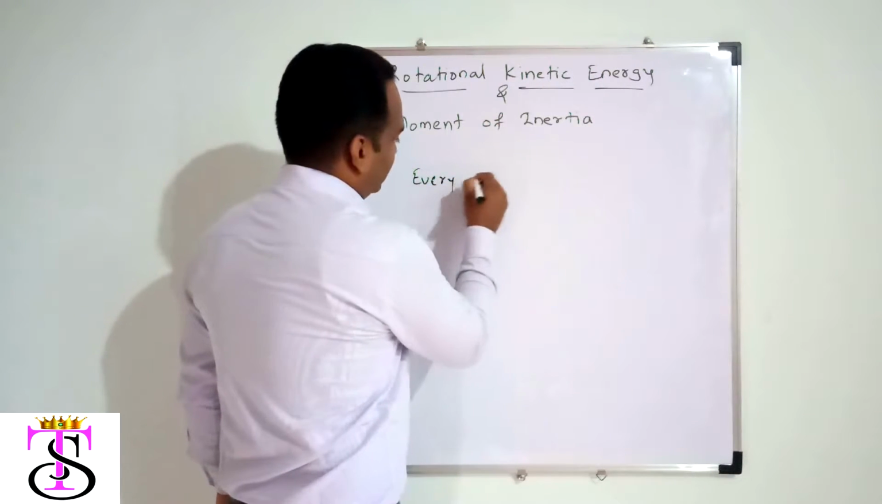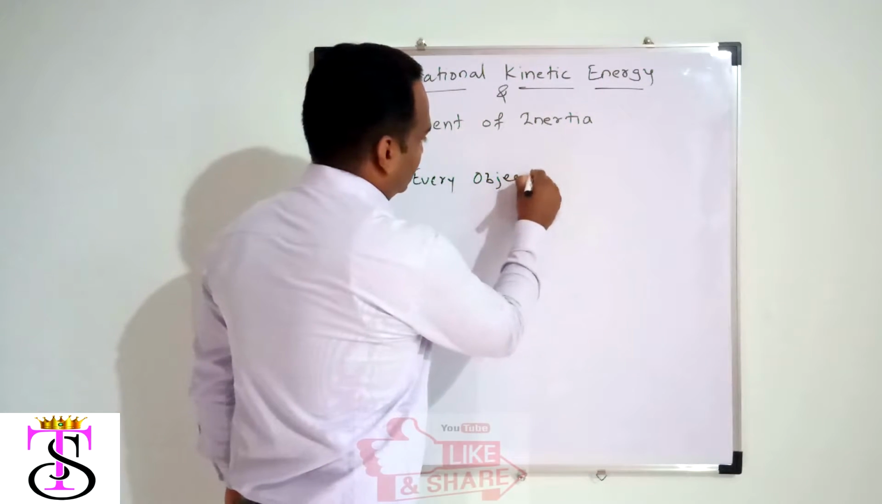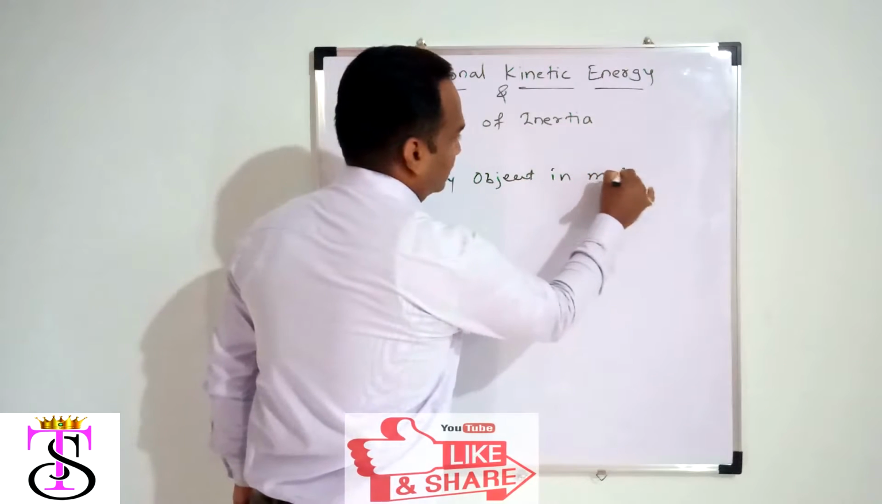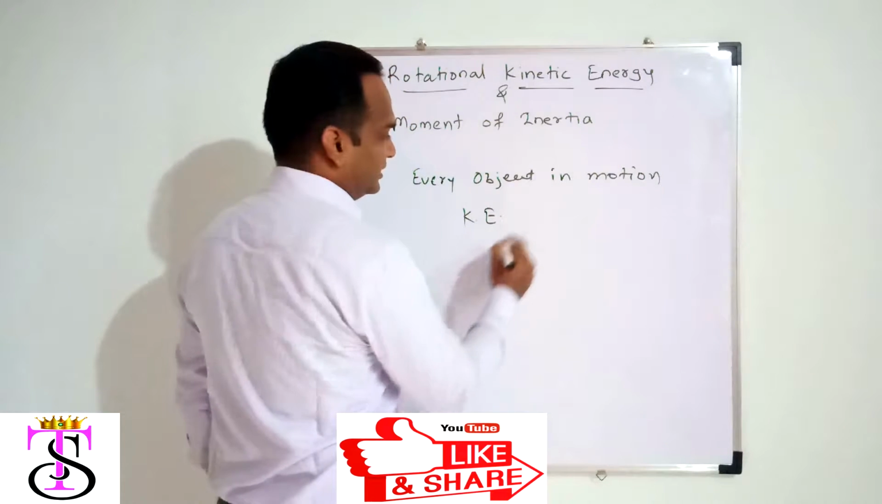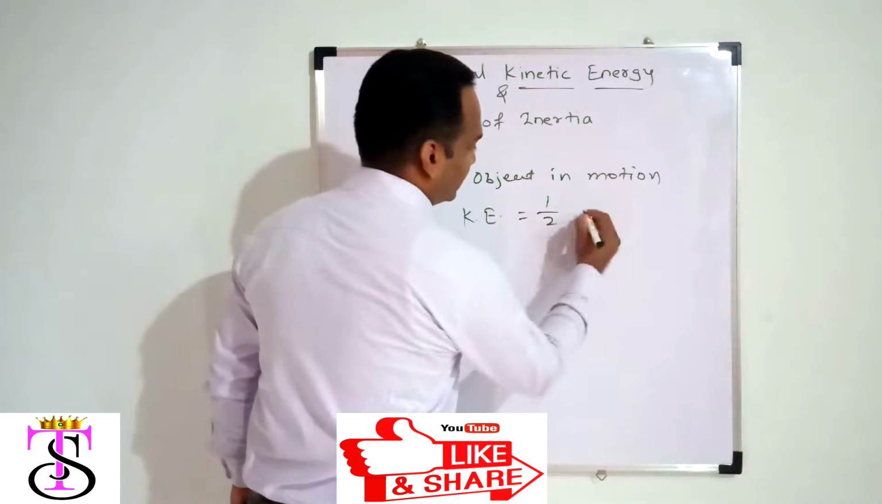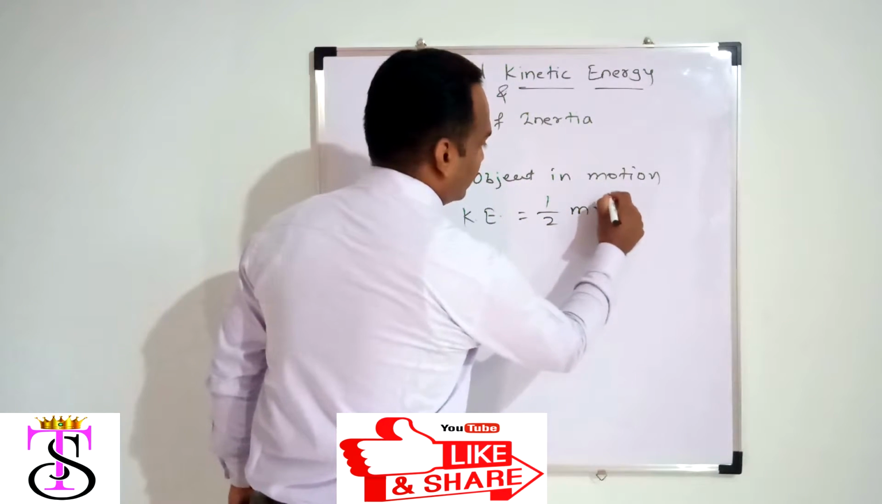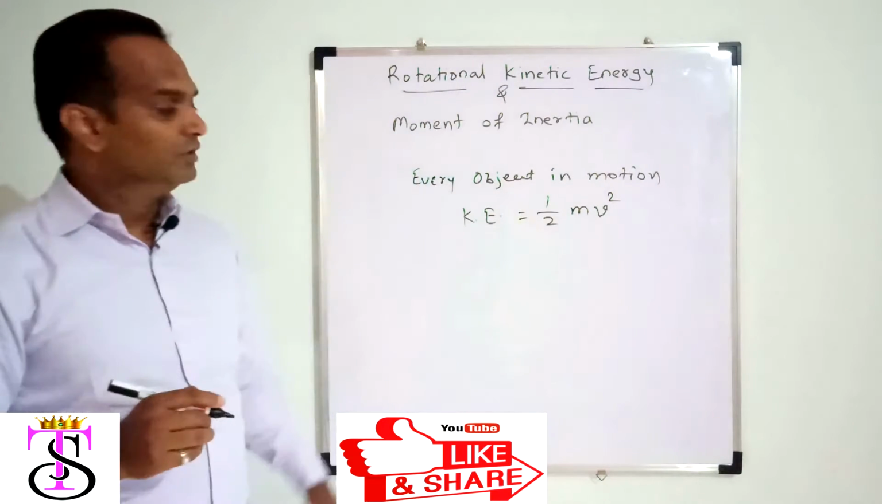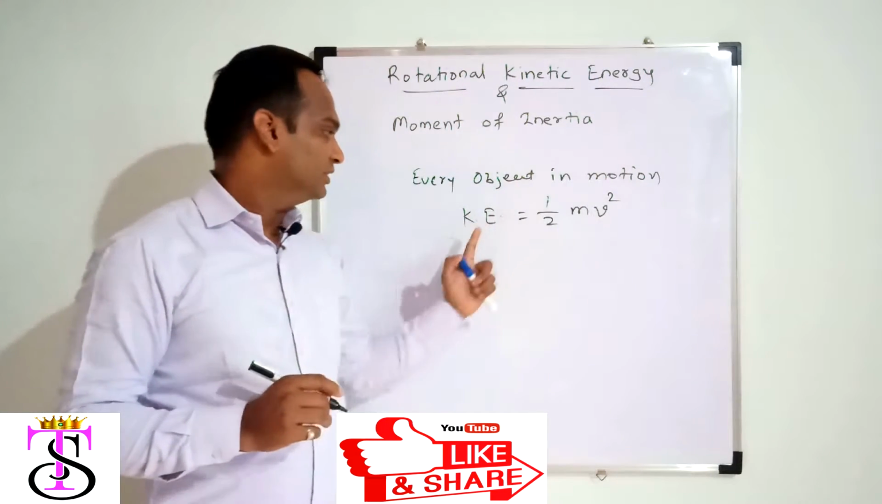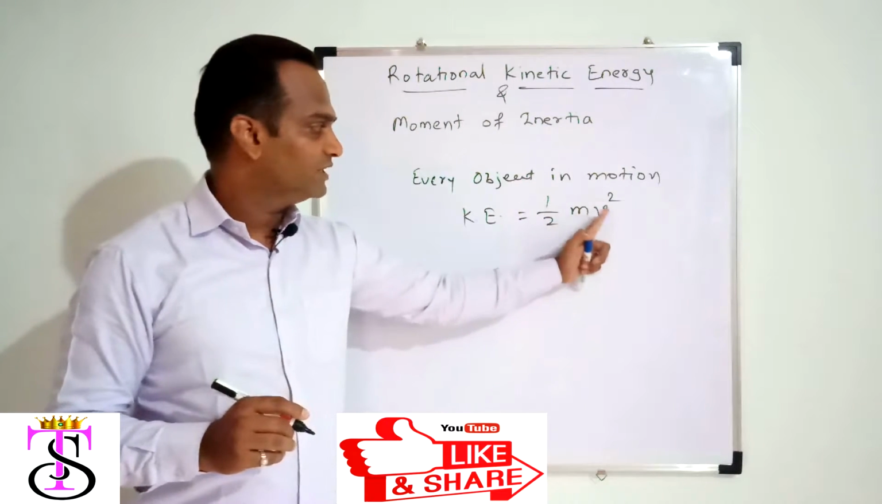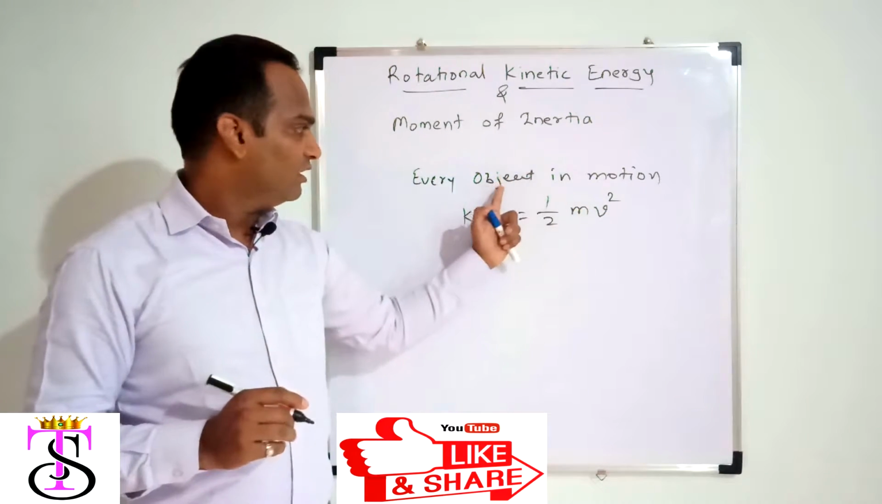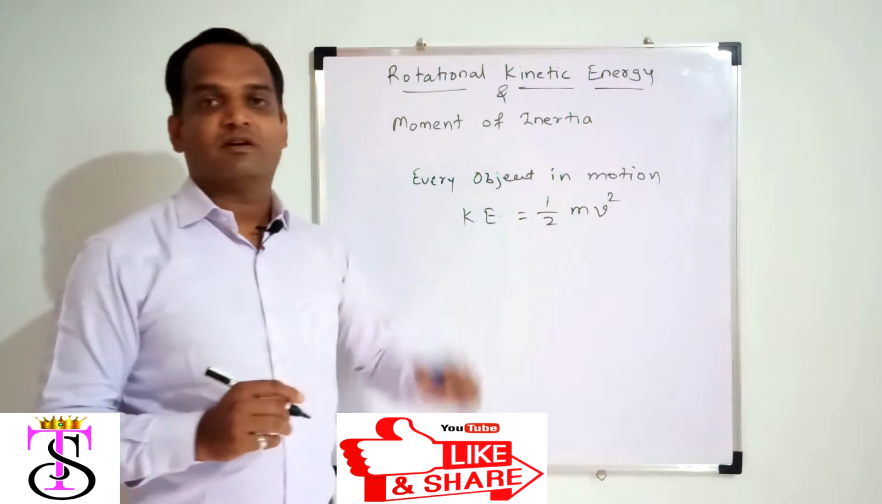Every object in motion has kinetic energy, which is given by the equation 1/2 mv square, where m is the mass of the object and v is the velocity.